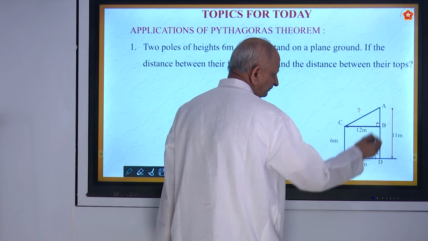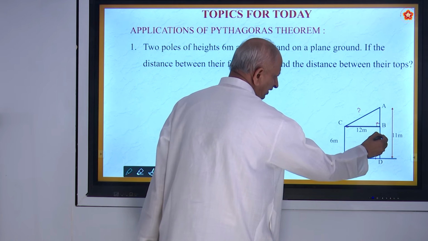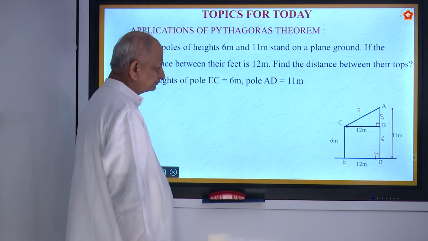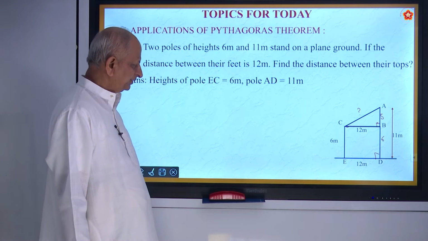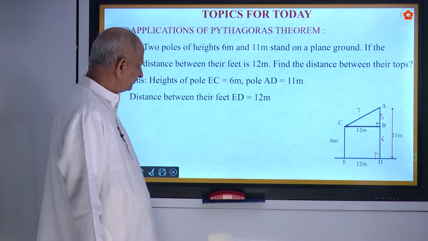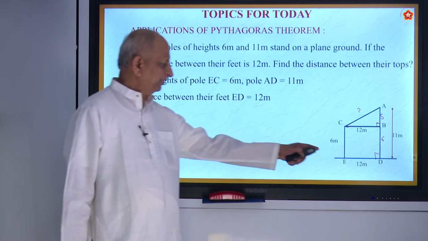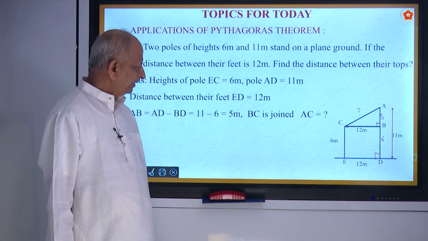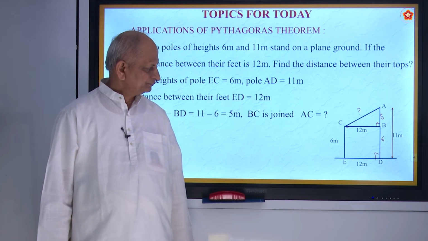So what about AB? AB becomes 6, so this also becomes 6. So 11 minus 6, how much? The height of the pole EC is 6 meters, pole AD is 11 meters, and the distance between the feet is 12 meters. If this is 12 meters, that also becomes 12 meters. And AB becomes 11 minus 6, that is 5.